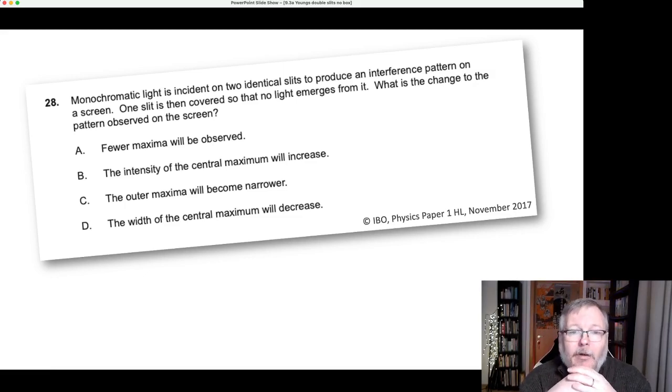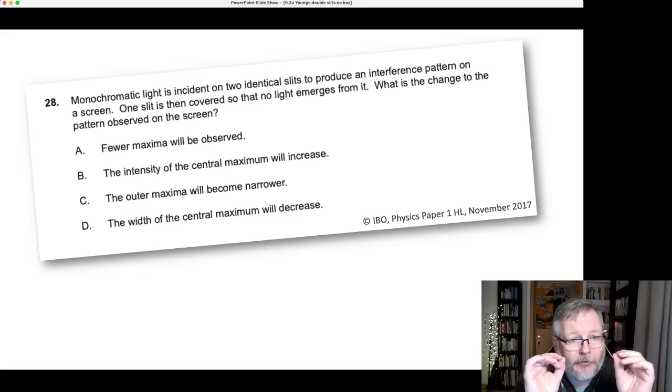Okay, so you basically have a two slit interference pattern as described. Then you cover up one of those slits, so what will remain will now be a single slit diffraction pattern, the only thing you can see. So if you haven't yet, pause the video and see what you think it is. Okay, so assuming you've done that, what are your options? Fewer maxima will be observed, the intensity of the central maximum will increase, the outer maxima will become narrower, or the width of the central maximum will decrease.